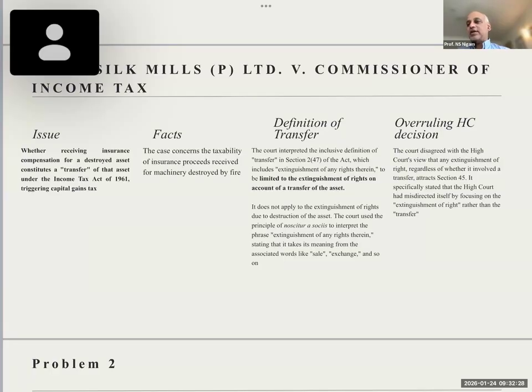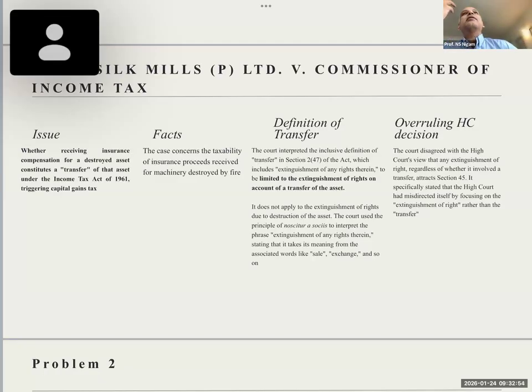It specifically stated that the High Court has misdirected itself by focusing on the extinguishment of right rather than the transfer. So why do we give this case to you? We give this case to you because we believe that this case is important because it tries to understand conceptually what the idea of a transfer is, transfer of capital assets. And it's trying to get us to understand that. What is the idea of a transfer of a capital asset?